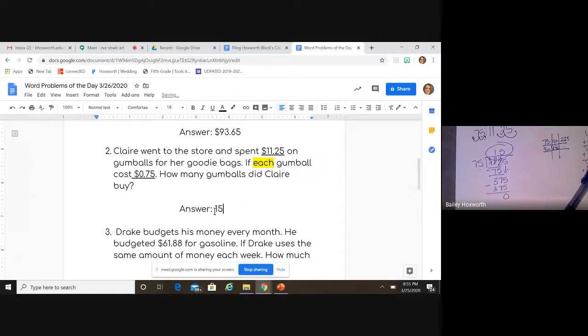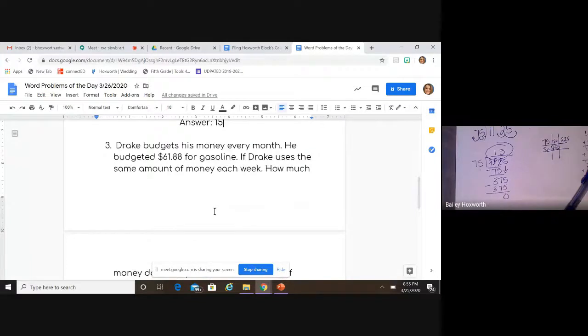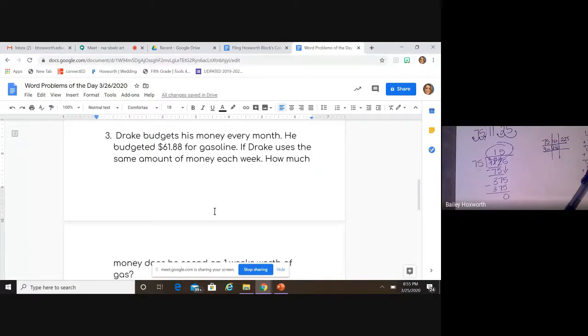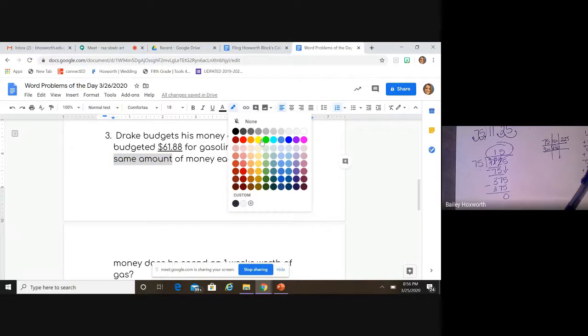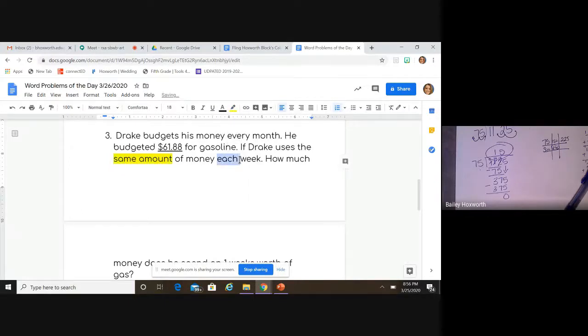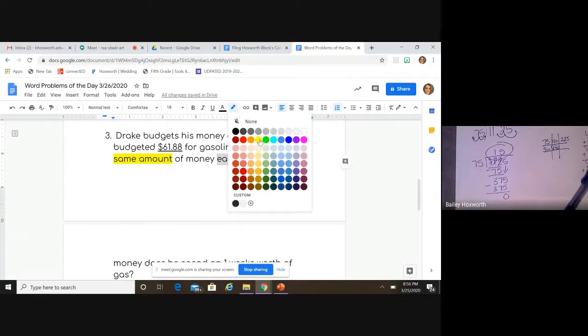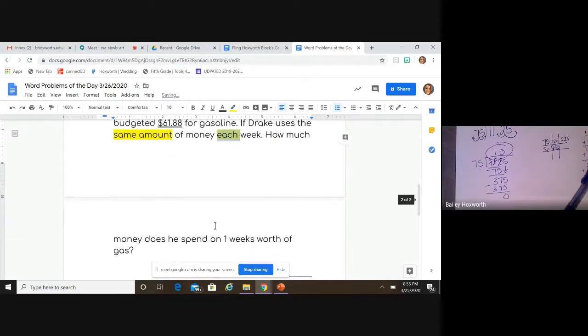All right, let's look at number 3. Drake budgeted his money every 6 months. He budgeted $61.88 for gasoline. If Drake uses the same amount each week, how much money does he spend on 1 week's worth of gas? Same amount is a keyword, and each is a keyword.